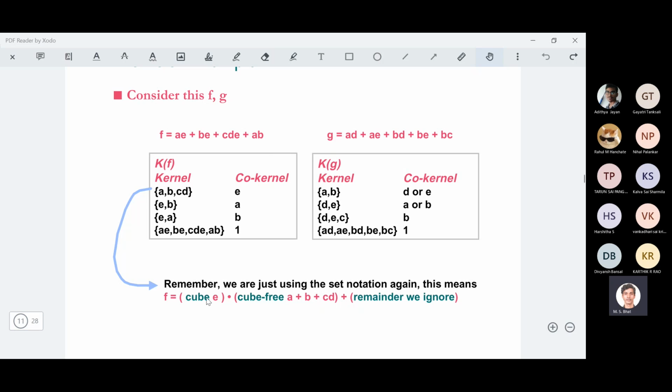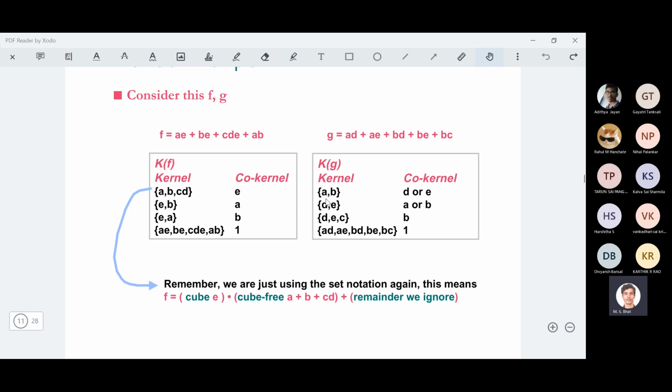This is how it happens. You can write f as E into (a + b + cd) plus some remainder, and we are not worried about this remainder. This a + b + cd is the quotient, which is cube free, since I cannot extract a single cube from this quotient with zero remainder. Therefore, this is a kernel. Similarly, if I divide the function by a, you get the kernel b + e. If I divide the function by b, you get the kernel a + e, and so on. So you get these as kernels.